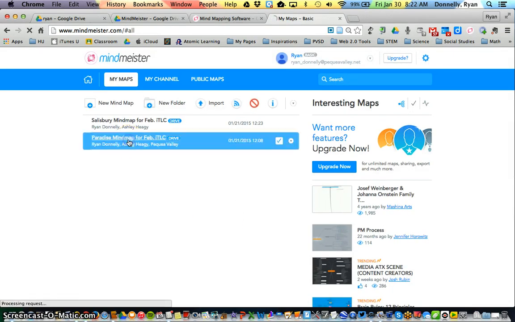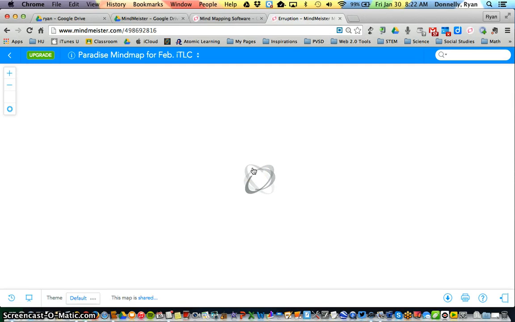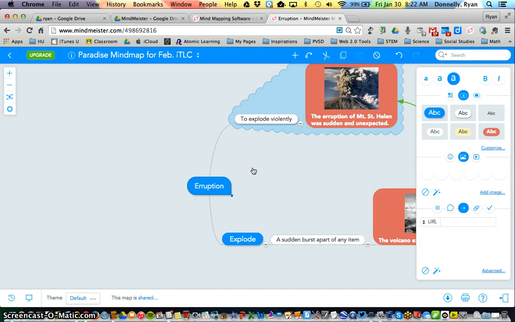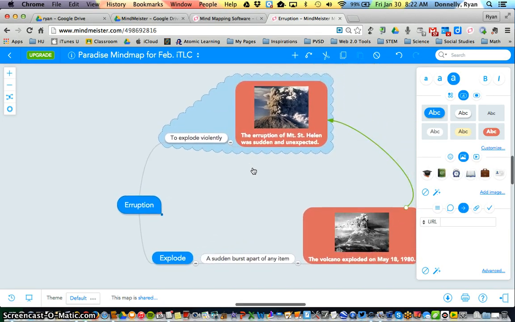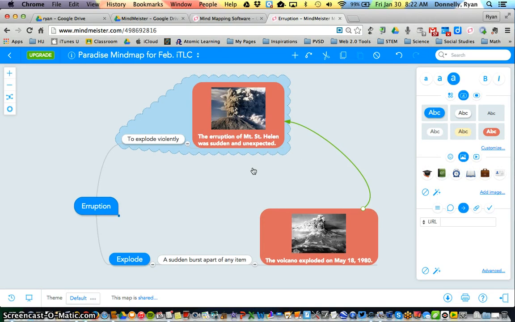I've created a mind map here on volcanic eruption. We were doing a story about Mount St. Helens, and I went ahead and put two terms in, eruption and explode, and I gave my students those definitions on the list. But now, instead of just asking them to memorize those terms, these little nodes that come off, I've asked them to put in their own words or their own understanding. So instead of eruption having the definition from the dictionary, they put to explode violently.